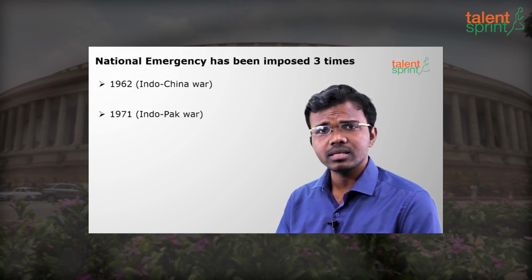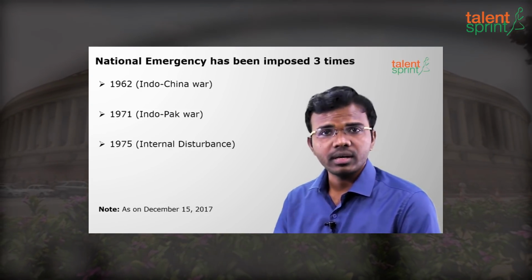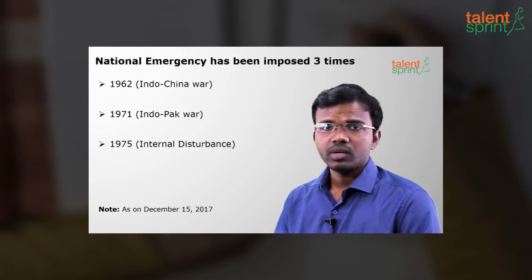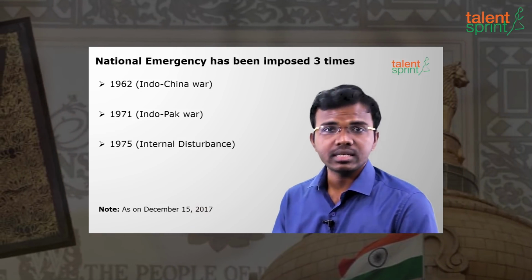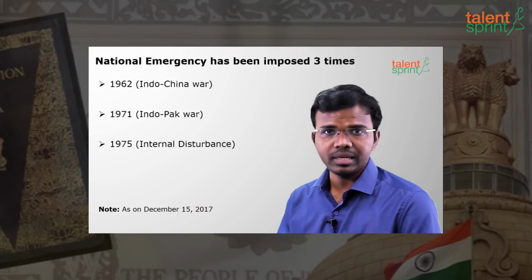When was the third emergency? It was during 1975. It was imposed in the name of internal disturbance. Now the name is changed to armed rebellion.